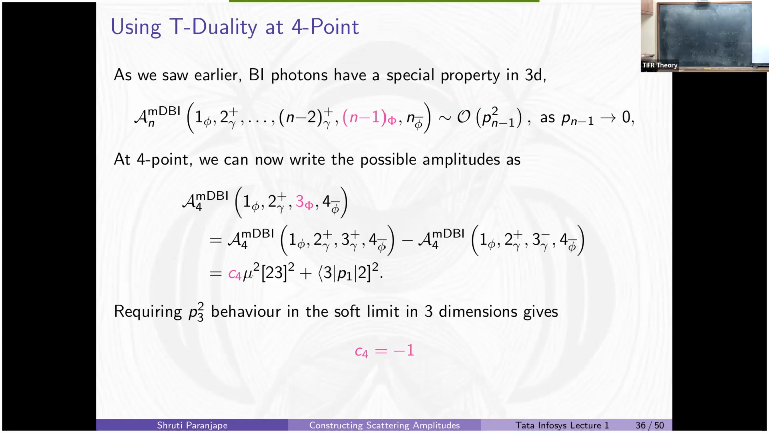So this scalar here. It's a dBi scalar, nothing to do with this artificial scalar. So this n-1 came from the photons. It didn't come from the scalar. Okay. So it's gamma plus and gamma minus.